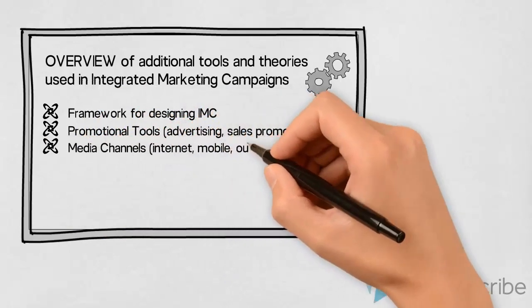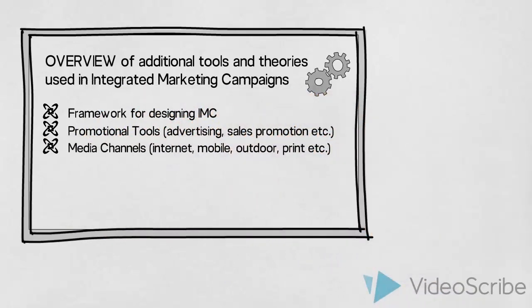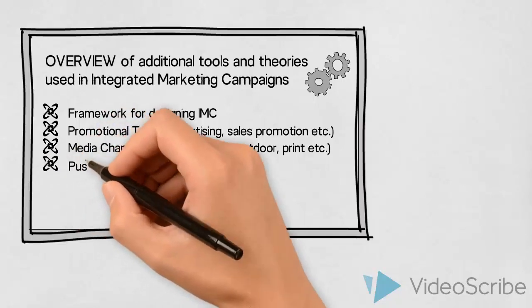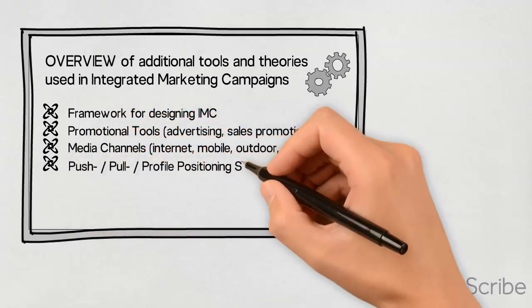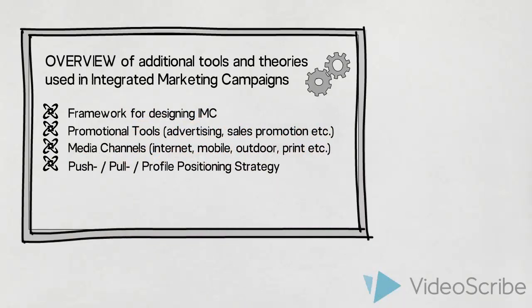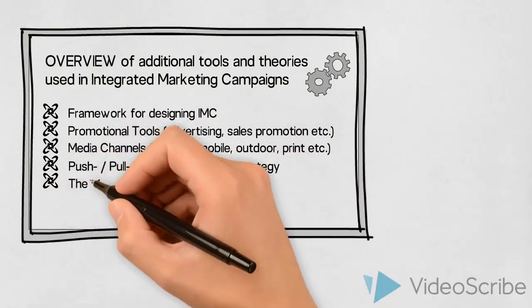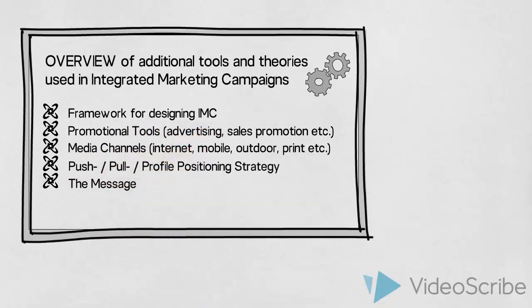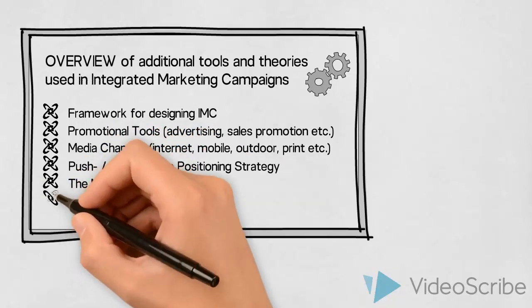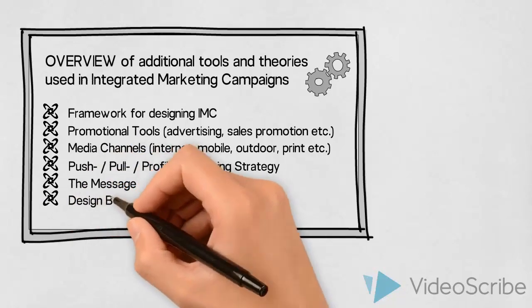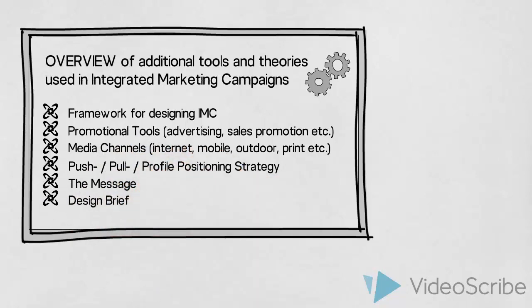We have many media channels at our disposal, such as the internet, mobile, outdoor, print, and many others. So we should also investigate them in more detail, including the pros and cons of each. We also need to be very clear on the differences between push and pull strategy, as well as profile positioning strategy. We should learn more about how to create a good message. We might need to involve an ad or a media agency, and therefore we would need to create a design brief, also known as a case or campaign brief.